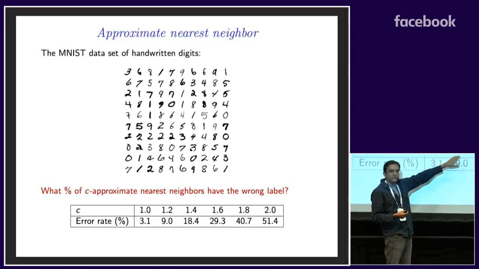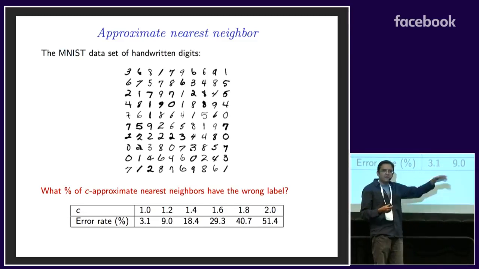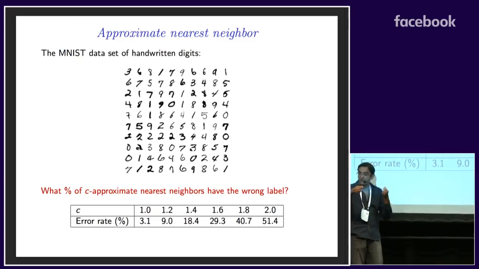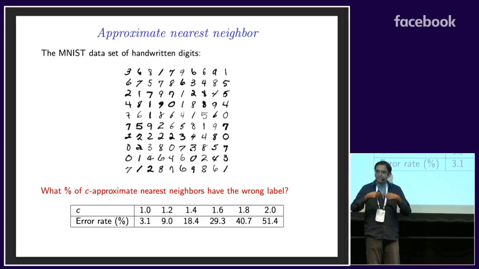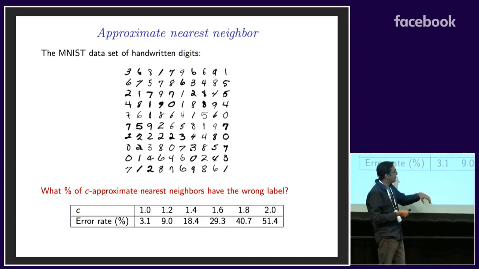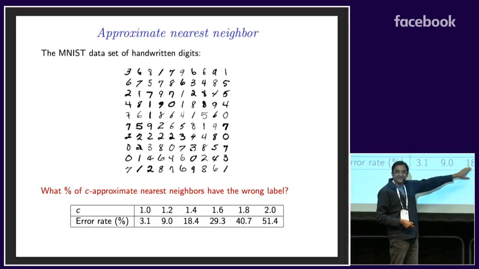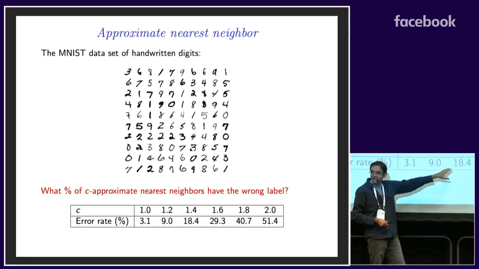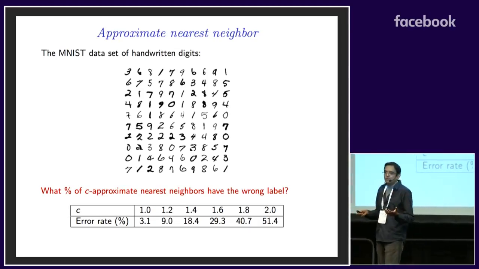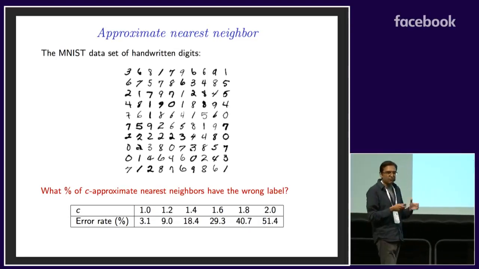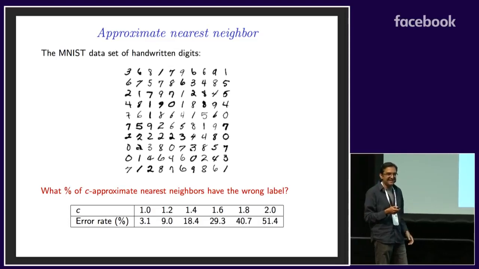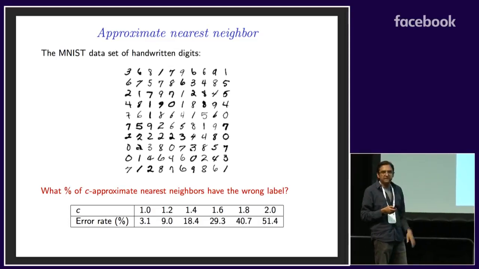Let's say we look at a 1.2 approximate nearest neighbor. What does that mean? Well, there's maybe 100 points that are 1.2 approximate. Let's say you average over them, or you pick one at random. The error shoots up to 9%. Okay, so the performance drops fast. 1.4 approximate, the error goes up to 18%. Now a priori, it would have been impossible to figure out what the right value of C is for this data set. But looking at this, it's clear that you really don't want C more than, say, 1.1.